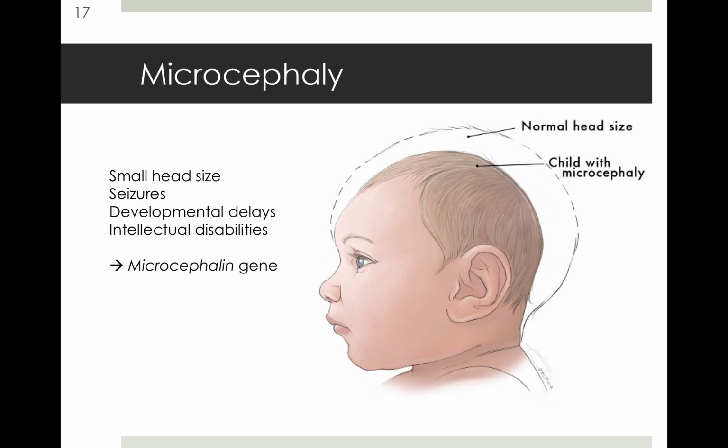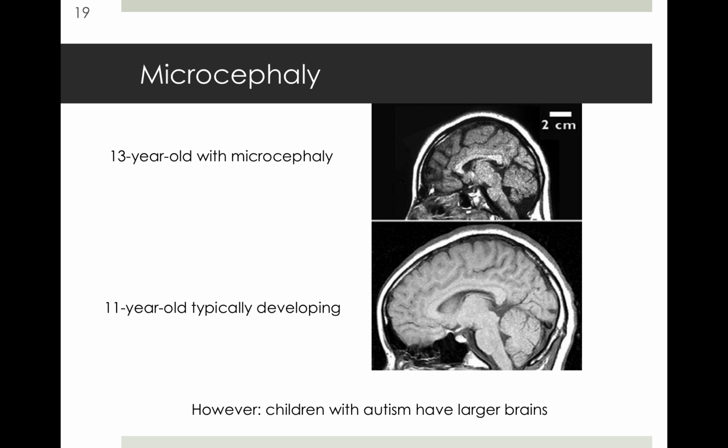And this is also correlated with a microcephalin gene. So before the Zika virus outbreak, people thought this was purely genetic, but it turns out that there might be some epigenetic influences as well. And so this is a brain scan. I think it's really striking. A brain scan of a 13-year-old with microcephaly compared to an 11-year-old who's typically developing.